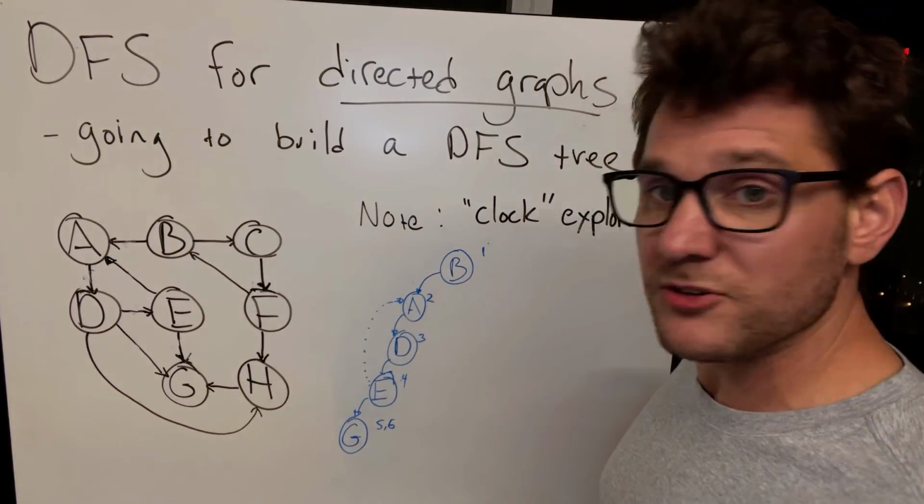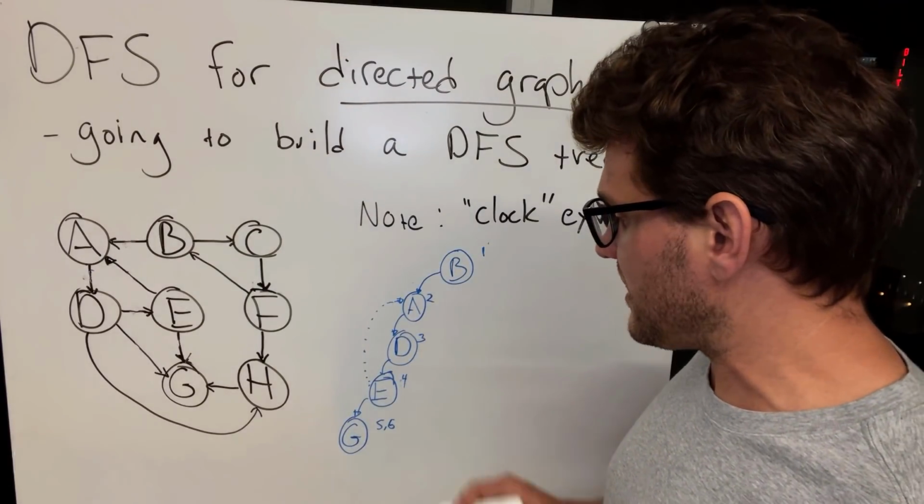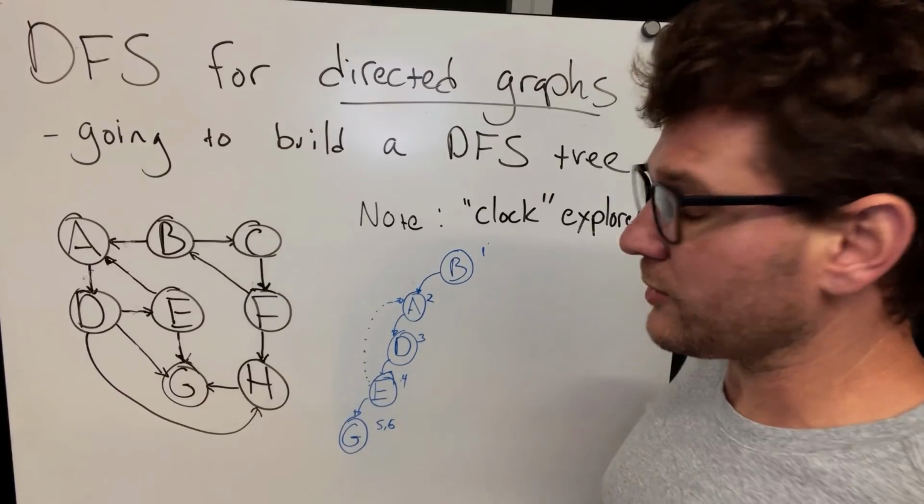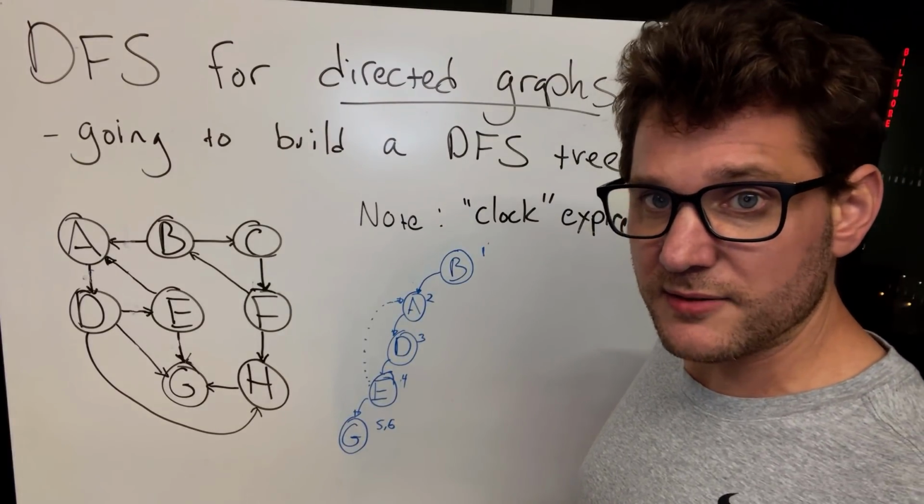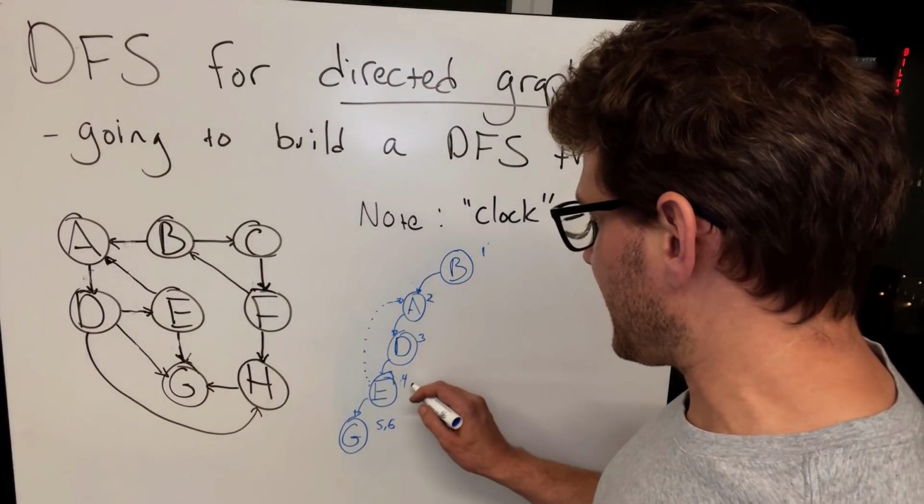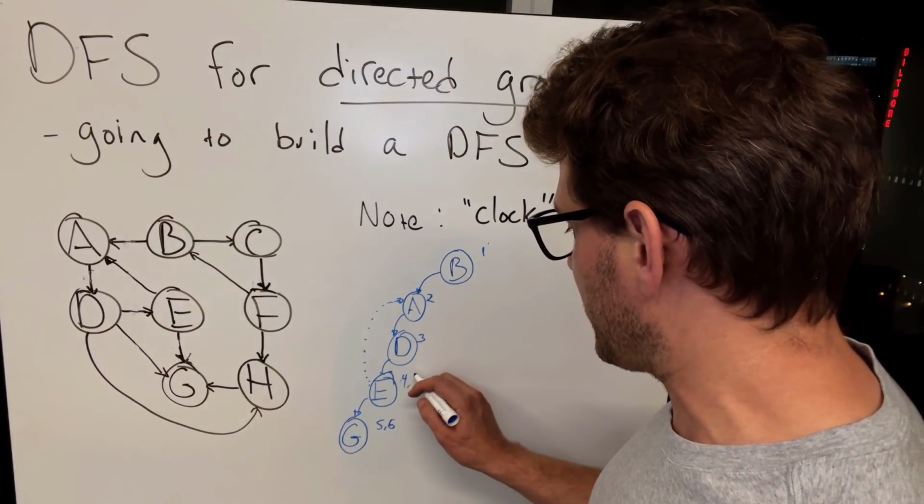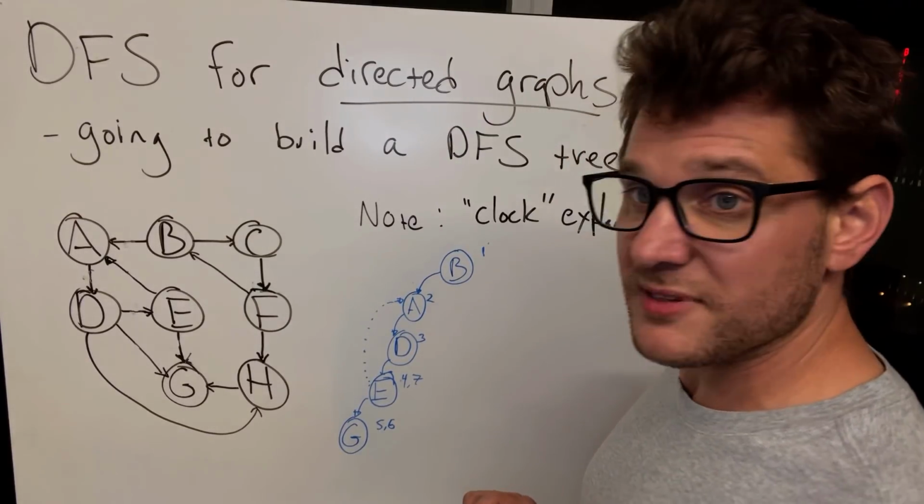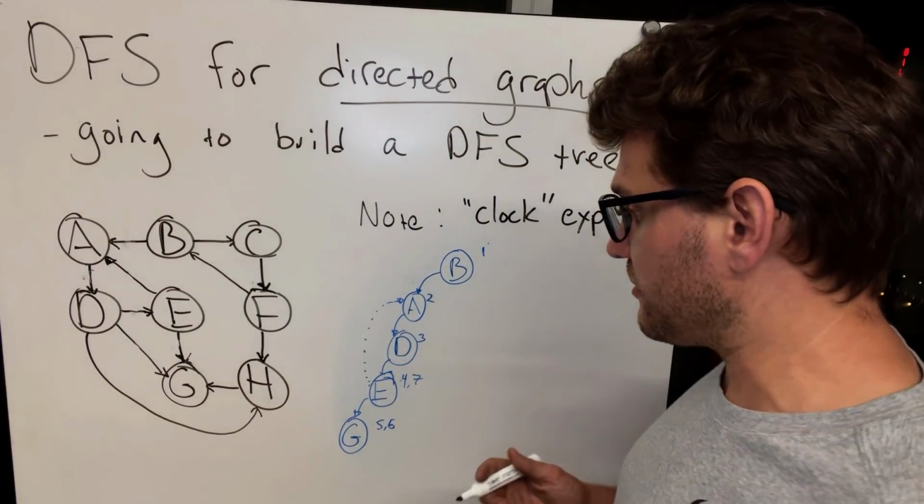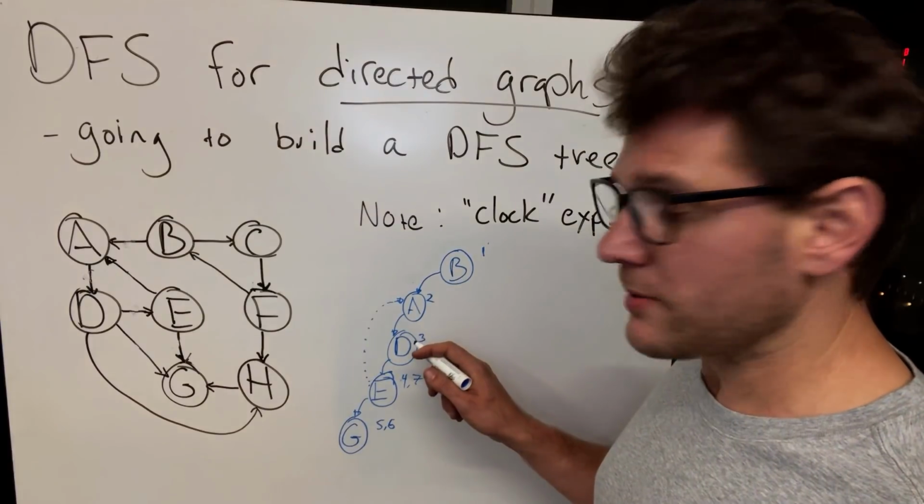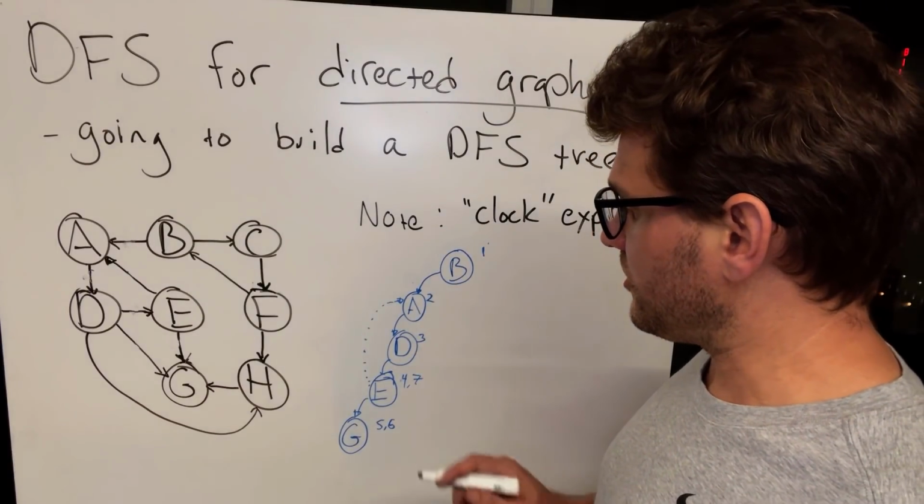So there's this little back edge going from E to A, and I just keep track of that. Now I've looked at all of the nodes that A is connected to, all of E's neighbors. So I'm done with exploring E. I'm going to write down the clock time 7 of when I completed exploring E, and now I hop back up this tree to node D.